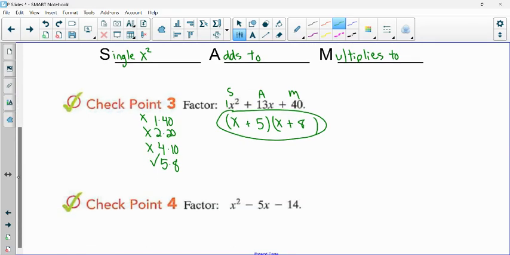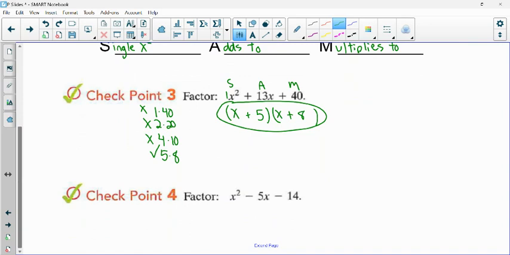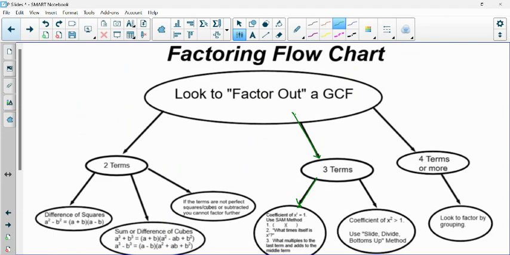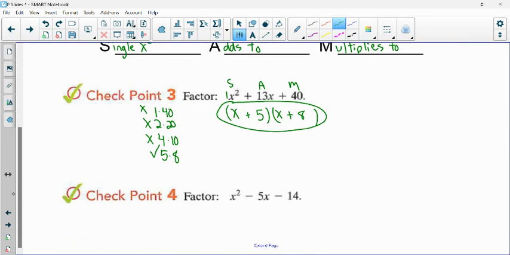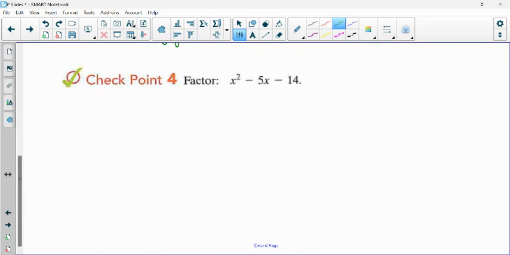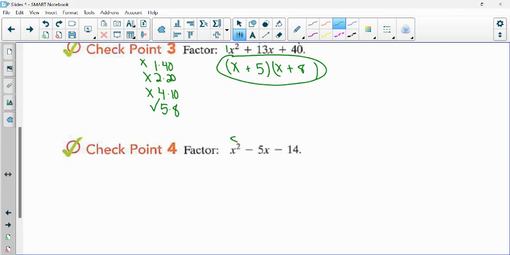One more. Again, x squared minus 5x minus 14. If you're thinking of that flow chart I showed, we look for a GCF first. Okay. There is no GCF. There's three terms, and there's a 1 in front, so it's taking us to that SAM factoring method here. So once we know it's SAM factoring, we can write our acronym SAM over top. Again, we always say what times itself is x squared, or what times what is x squared. That's always going to be x times x.